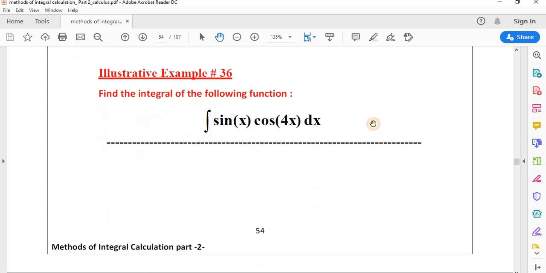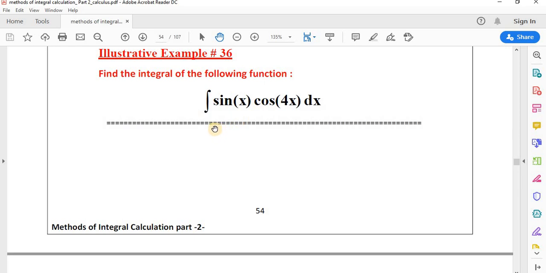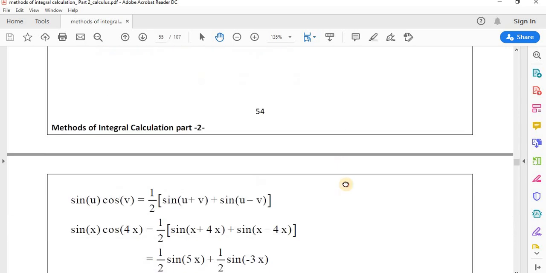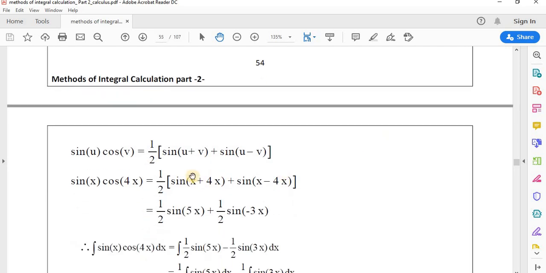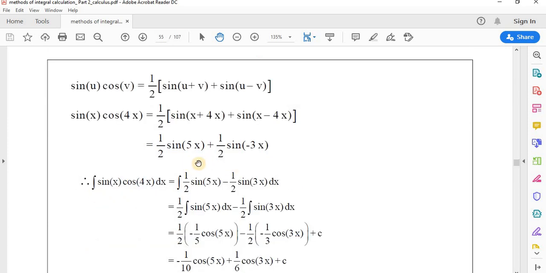Let's see another example. Find the integral of the following function. We have sine x multiply cosine 4x dx. How will we solve it? As we can see here, it is sine multiply cosine. Then we will use this formula, sine u multiply cosine v. After putting in the angles from the integral question, we will get this result.